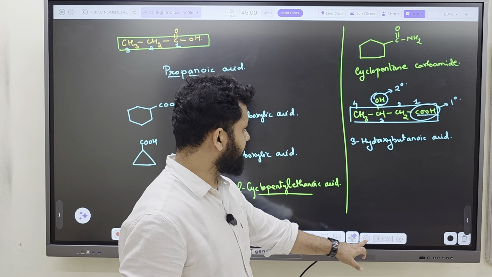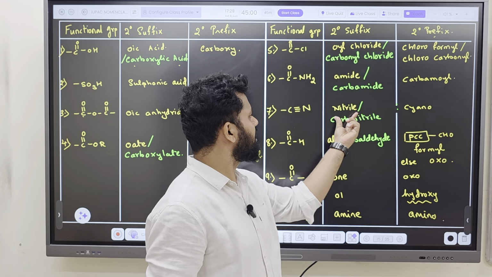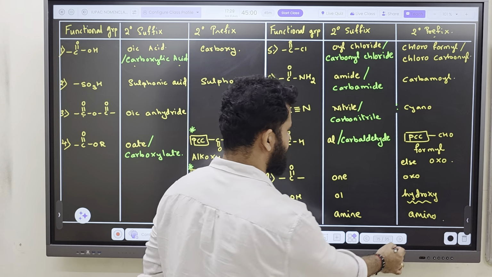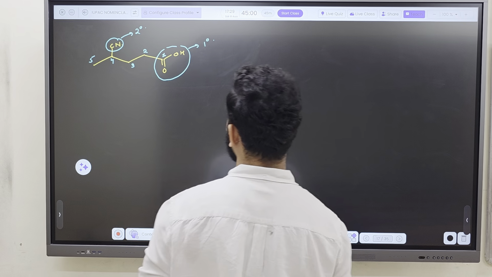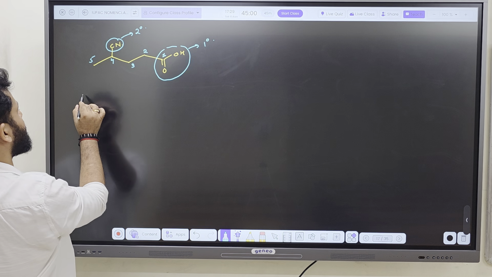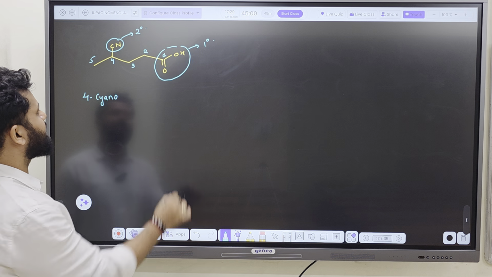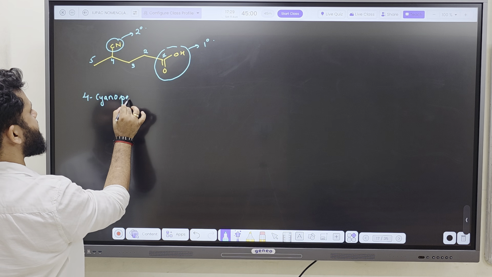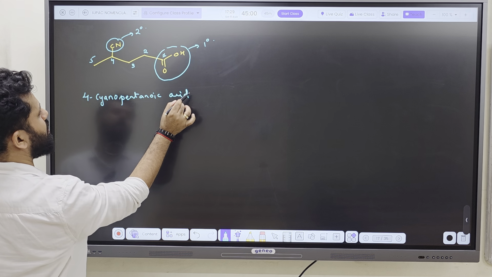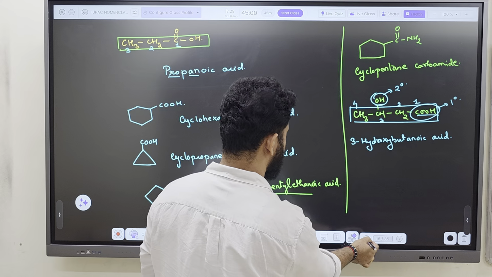Cyanide, CN. For CN, the suffix is nitrile or carbonitrile, that's special suffix, and the prefix would be cyano. So in this case, since it is a secondary functional group, we will use the prefix cyano. At 4th position, I have cyano, and rest is pentanoic acid. All right. I hope that is clear to all of you.